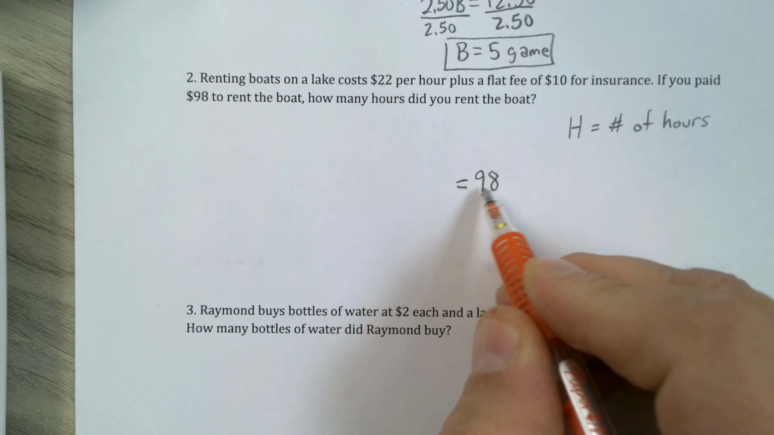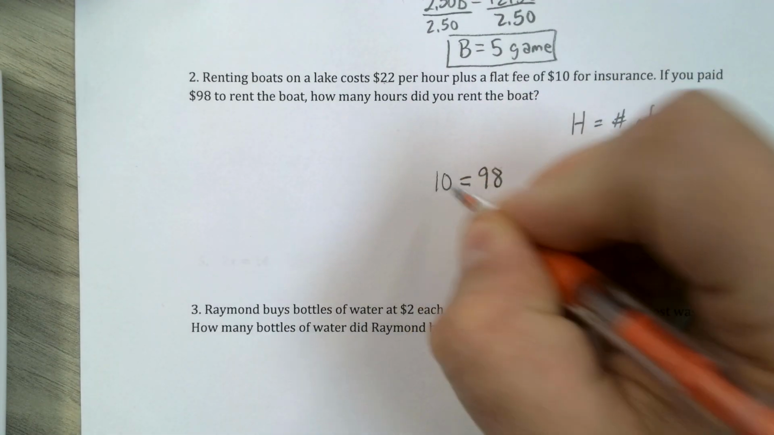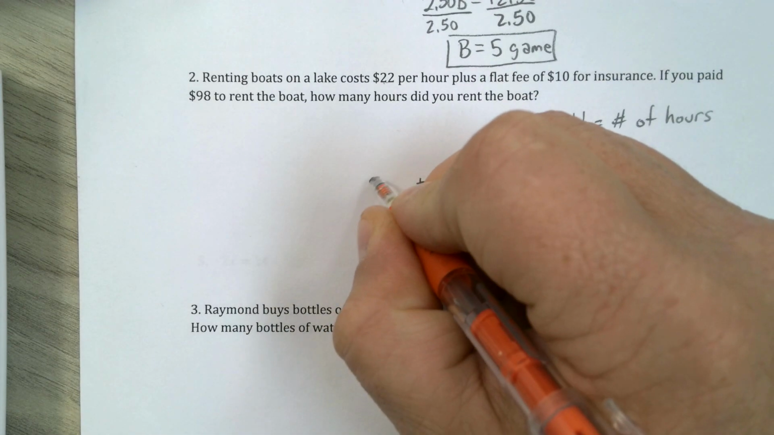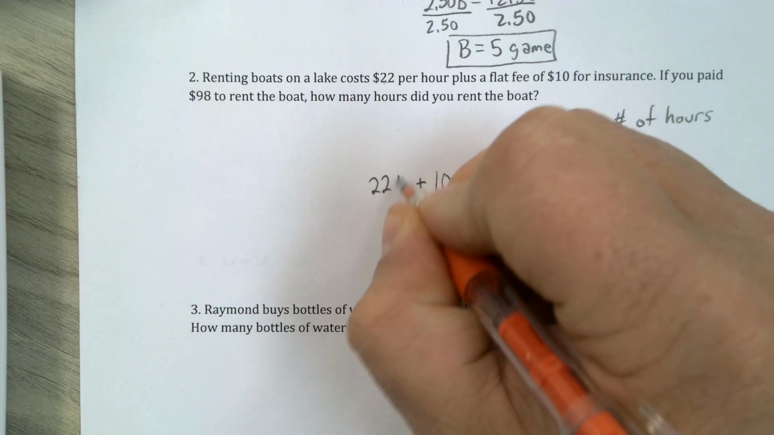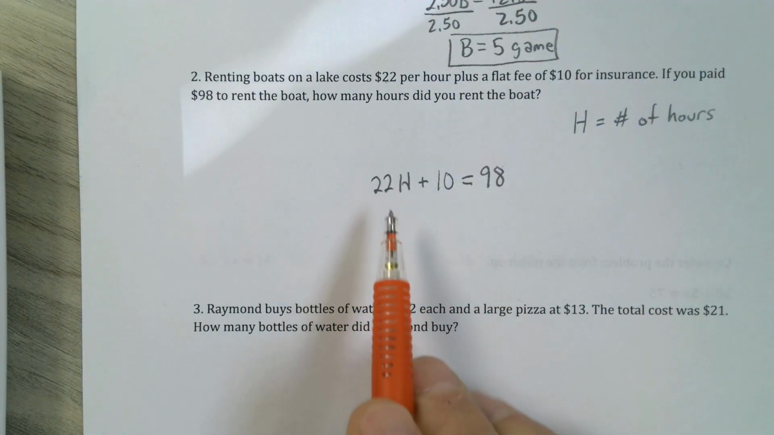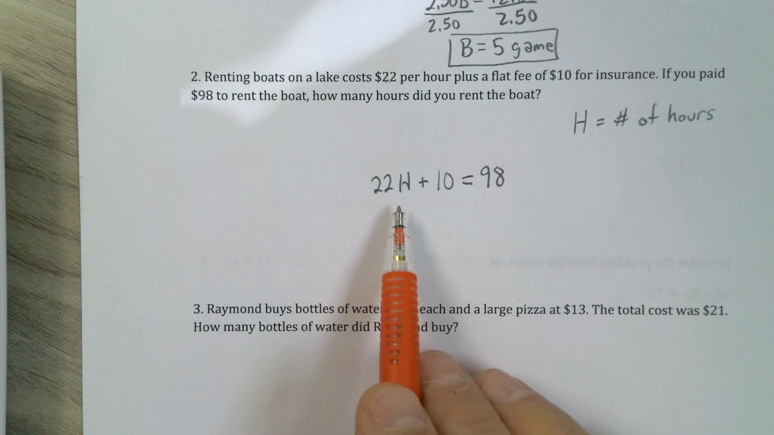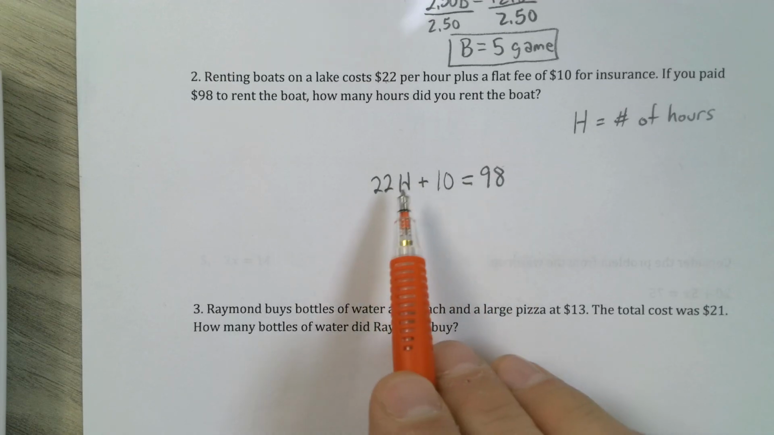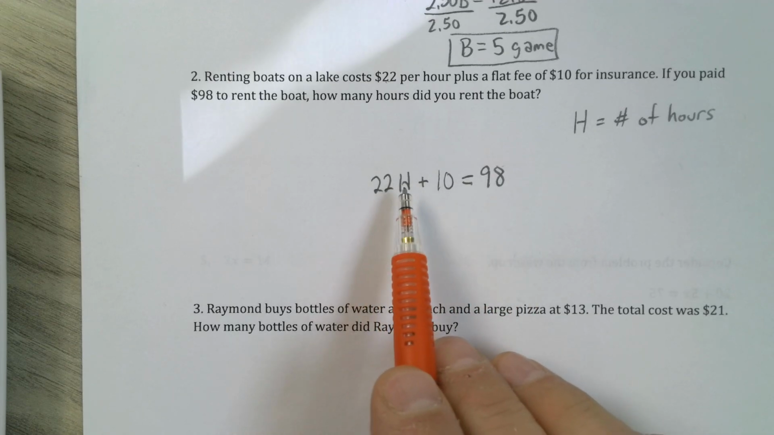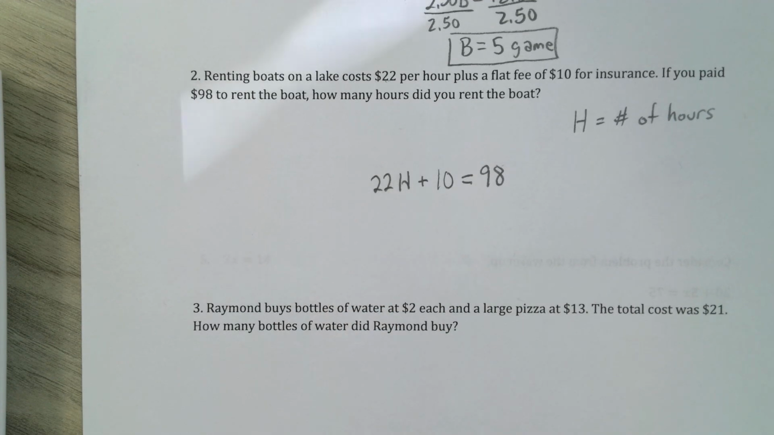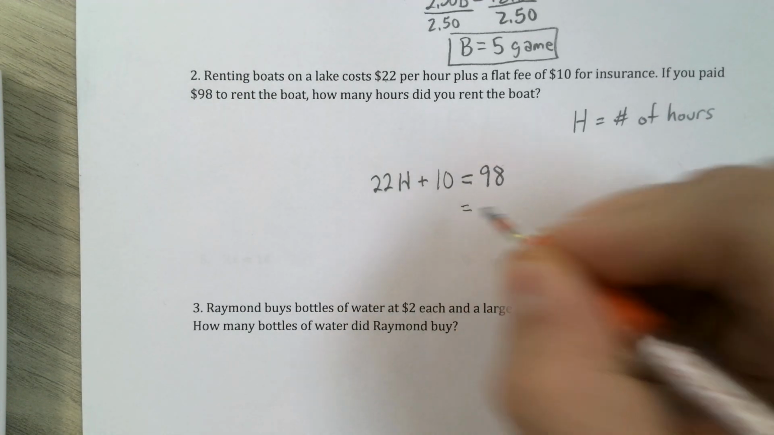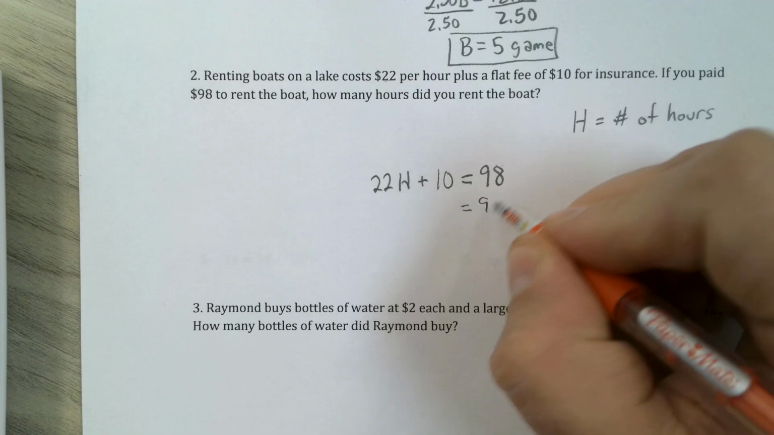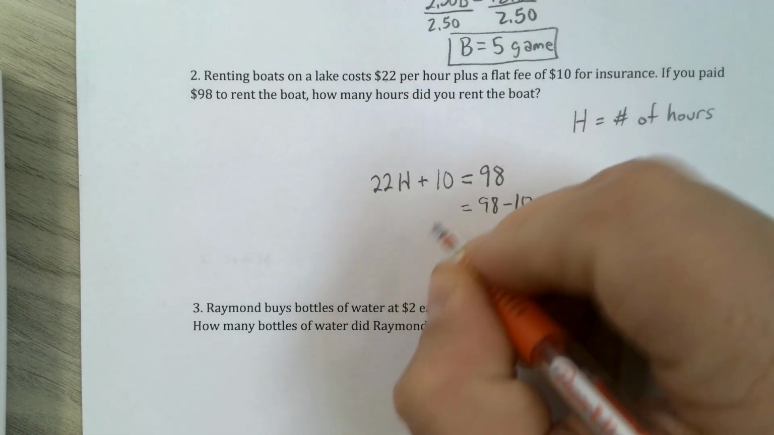And this $98 consists of the $10 for the insurance and the $22 times the number of hours, to find out how much we paid for the boat rental for the hours part, right? So we know we paid $10 and then $22 for every hour. All right, let's solve. First step is we flip. 10 flips over here. It becomes negative 10.